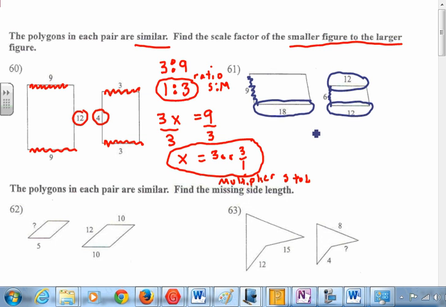So once again, we want to find our ratio. So we're going 6 to 9 because it's small to large. When we reduce that, what do we get? That's right. It reduces to 2 to 3. So that's our ratio.